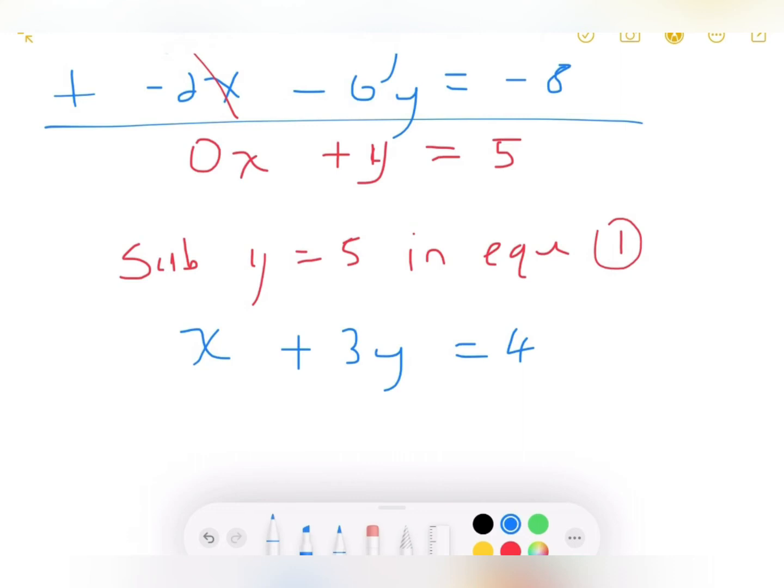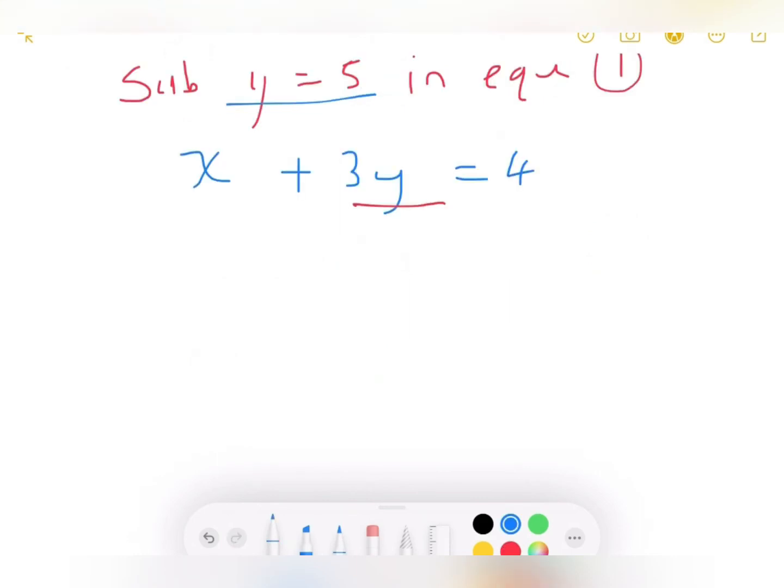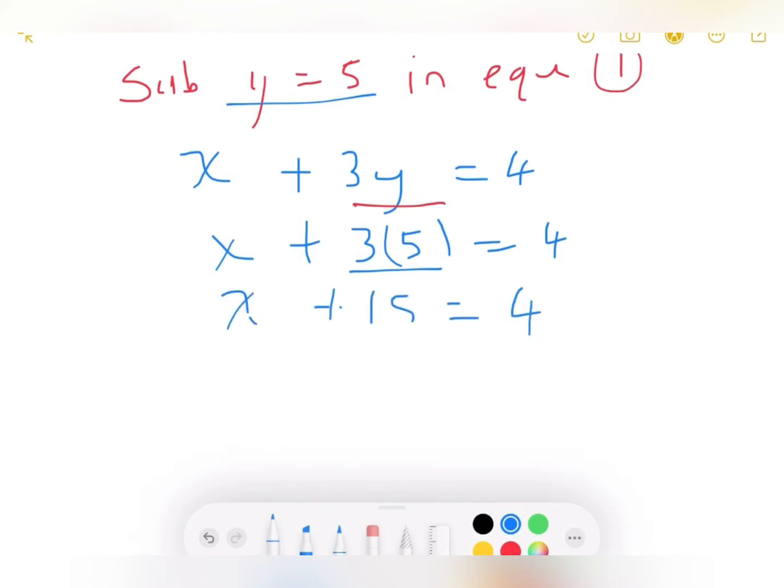So when substituting, what you do is plug the value for y wherever we see y in the equation. There's only one y, so we will substitute that 5 where the y is. When we substitute that 5, we will have x plus 3 times 5 equals 4. And when we multiply this, we get 15. So x plus 15 equals 4.